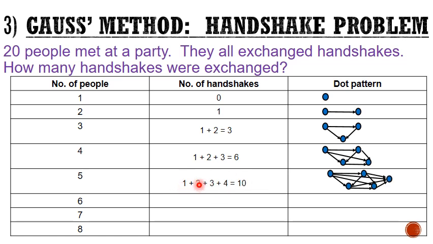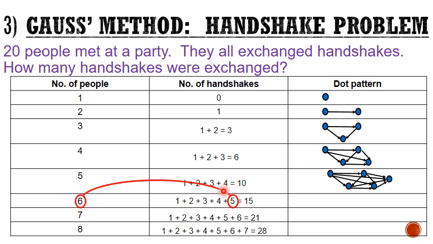Yes, 1 plus 2 plus 3 plus 4 equals 10. So this is the one more person here. Add another 1, 2, 3, 4 handshakes. Add another 4 handshakes. So the next one will be 1 plus 2 plus 3 plus 4 plus 5, and so on.